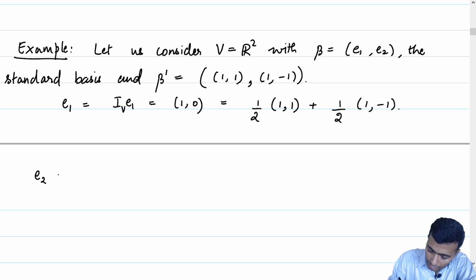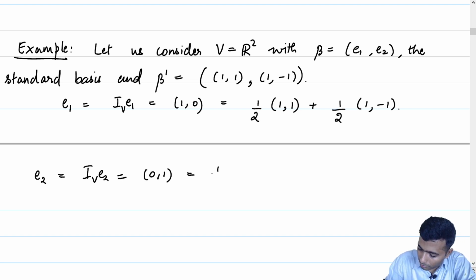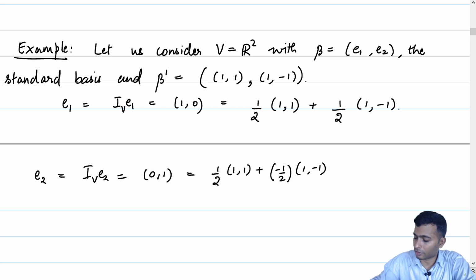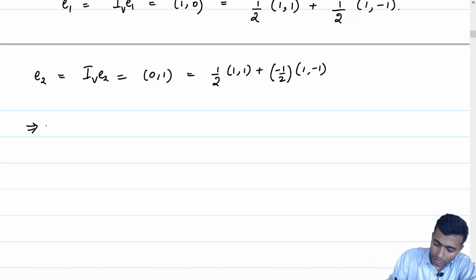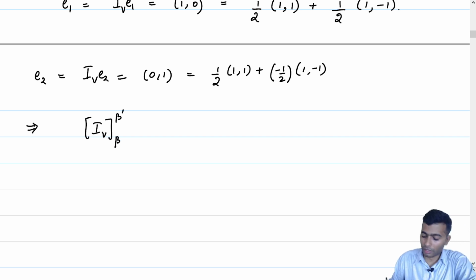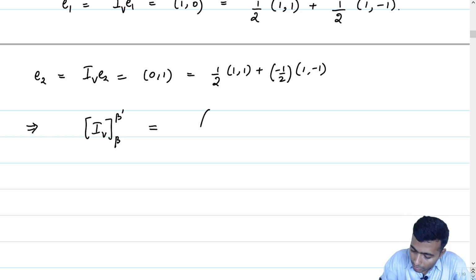E2, on the other hand, which is equal to I_V of e2, which is (0, 1), is equal to half of (1, 1) minus half of (1, -1). So, these two calculations tell us that the matrix of the identity with respect to beta and beta prime is nothing but 1/2, 1/2, 1/2, -1/2.